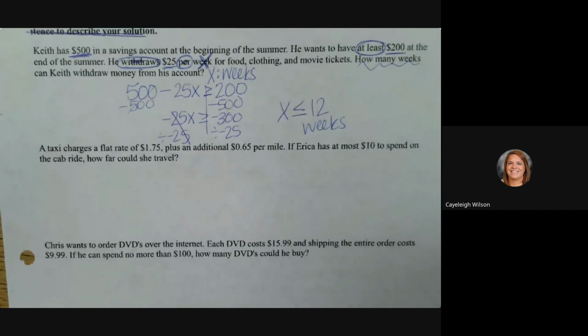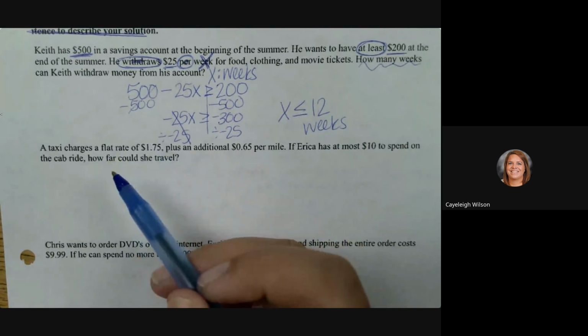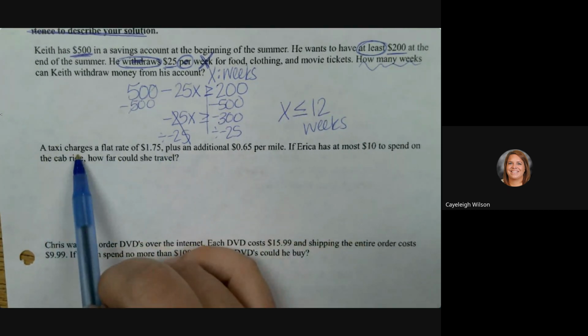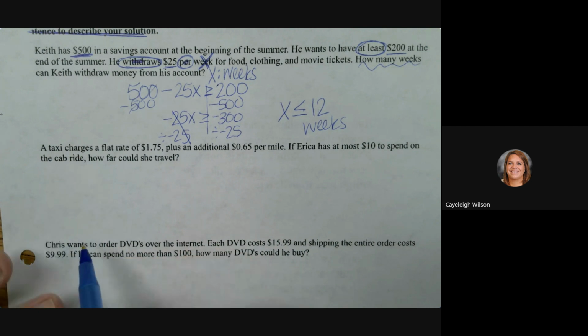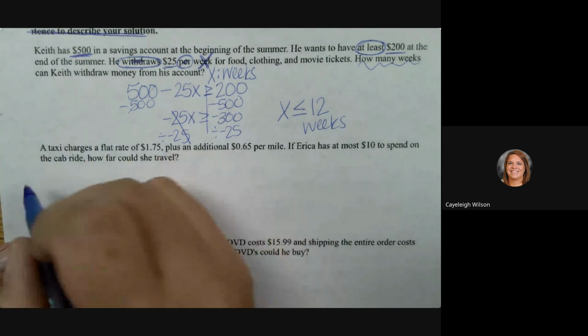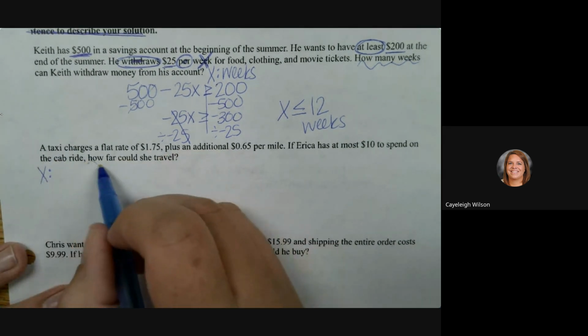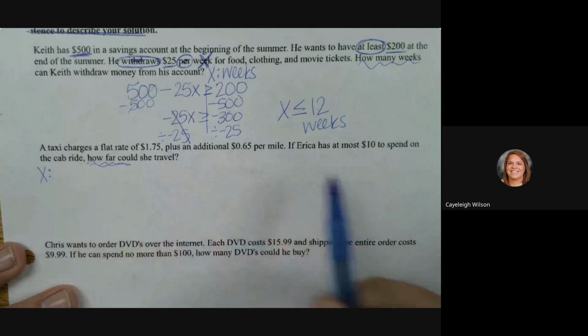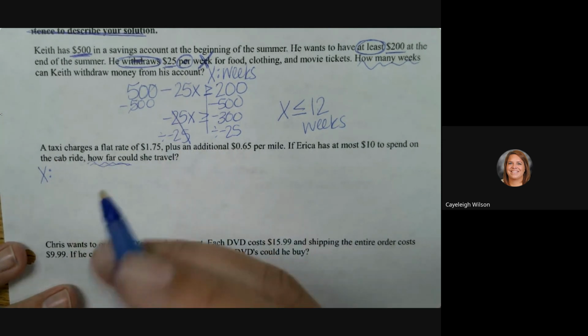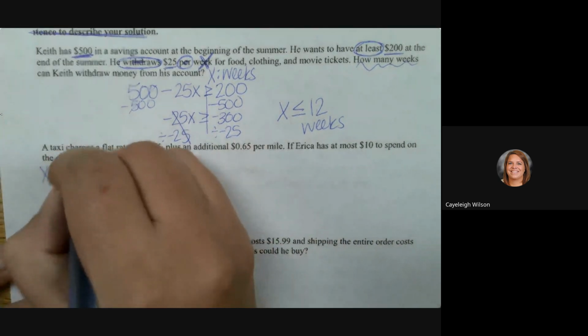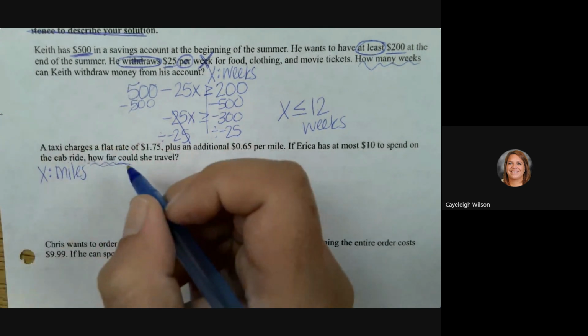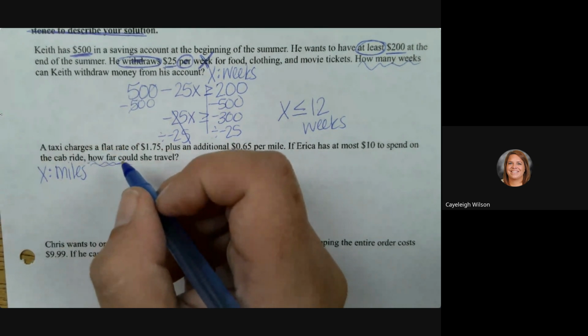All right. So let's look at this one. A taxi charges a flat rate of $1.75 plus an additional 65 cents per mile. If Erica has at most $10 to spend on the cab ride, how far could she travel? So the question's asking me to find how far can she travel, but what is she talking about in distance? What's the problem talking about in distance? Miles. So X is going to be miles because that's the distance that they're measuring in, the farness that they're measuring in.